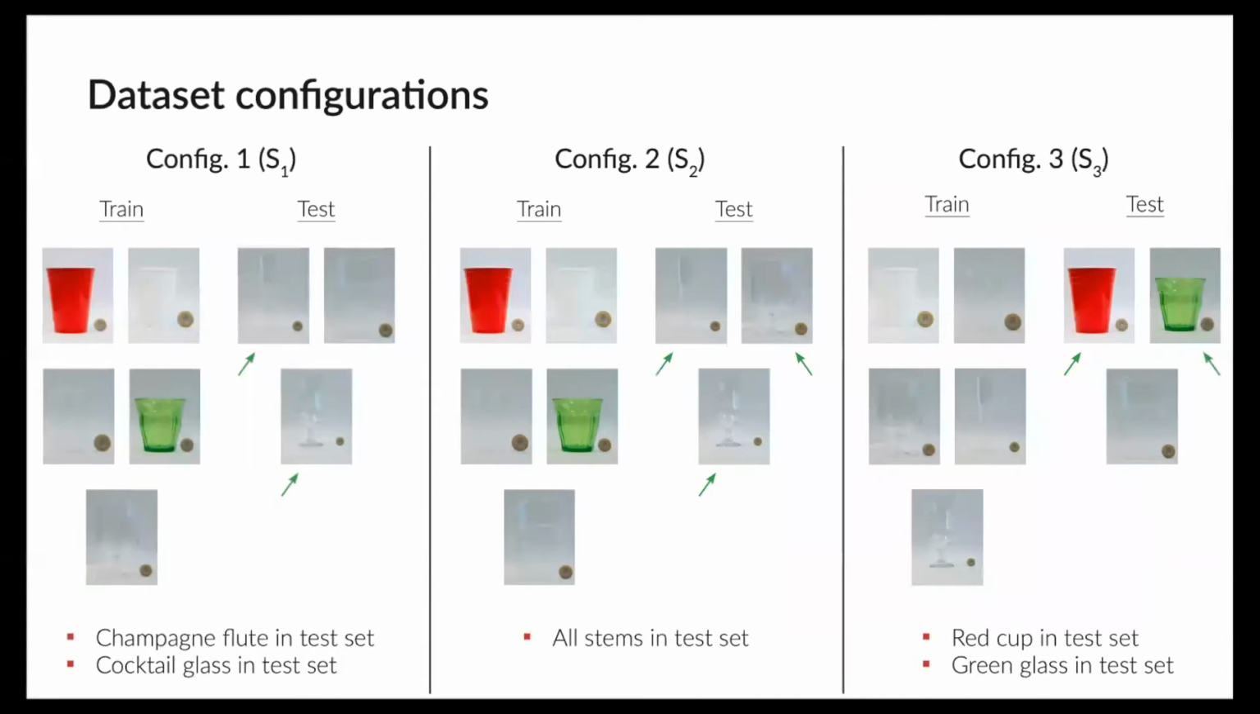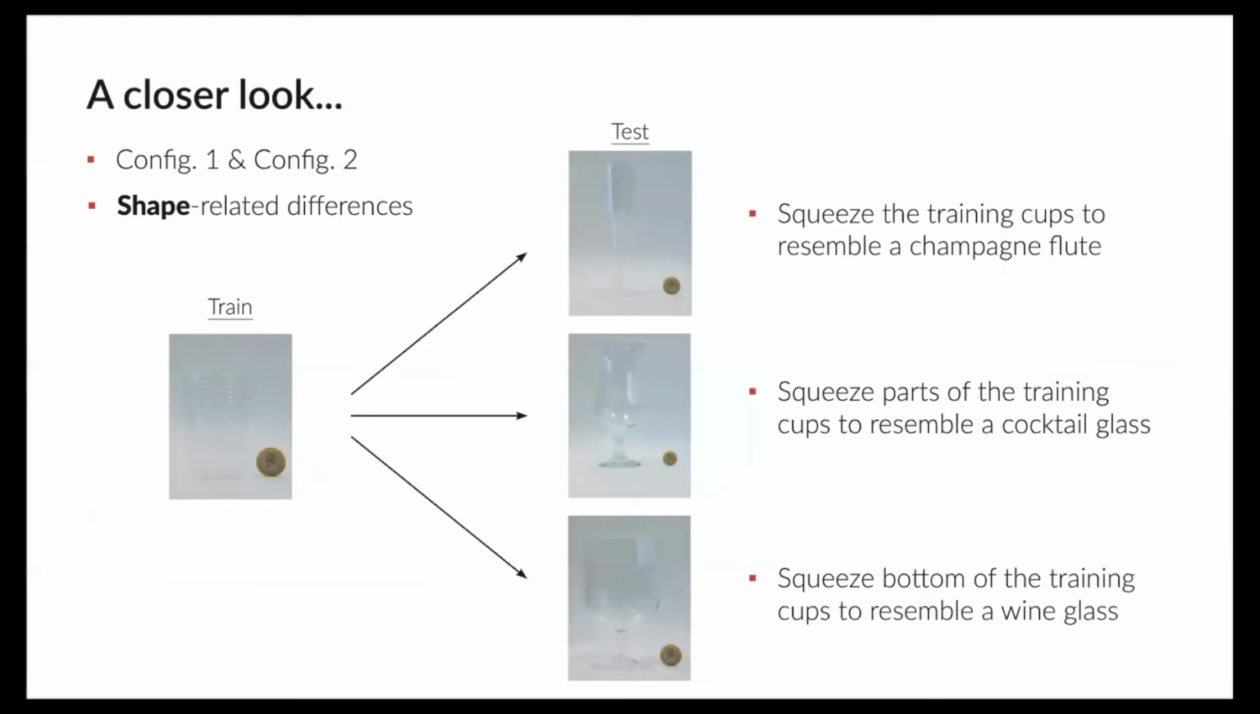In the official release of CCCM, the authors also propose 3 different dataset splits, such that at test time, there will always be some container with unseen properties. In the first split, the test set contains a champagne flute and a cocktail glass, which have a very unique shape with respect to any container in the training set. In the second split, all the test set containers have a stem, which is totally absent from the training set. Finally, in the third split, there are 2 colored containers in the test set, while no color information is available in the training set.